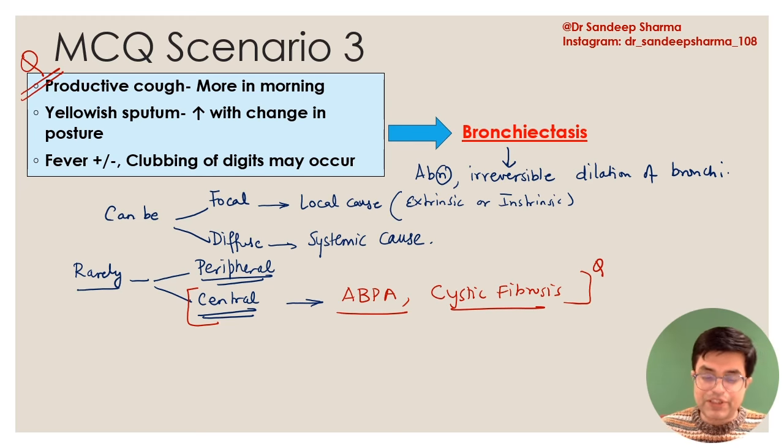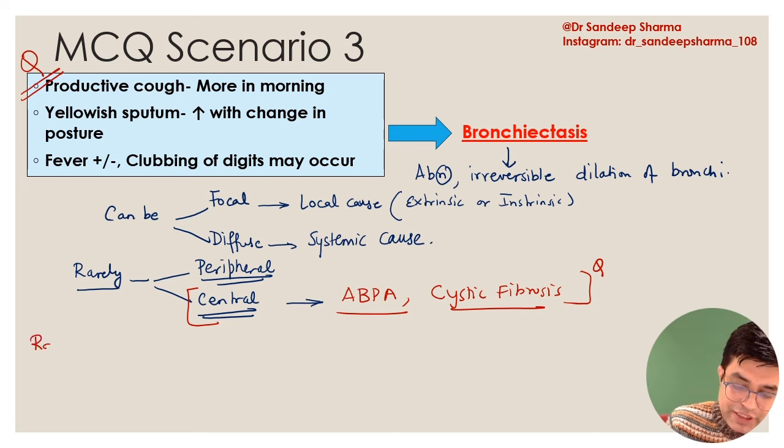तो इसमें obviously patient के features क्या होंगे? There will be an underlying respiratory illness, sometimes no feature, productive cough, more in the morning, productive sputum, yellow colored sputum, and increasing with change in the posture. Fever plus minus, clubbing plus minus.